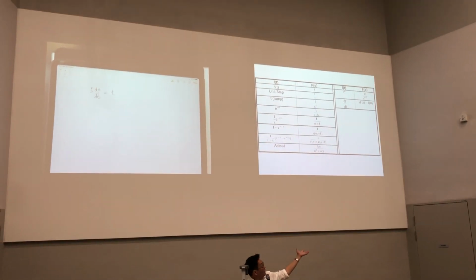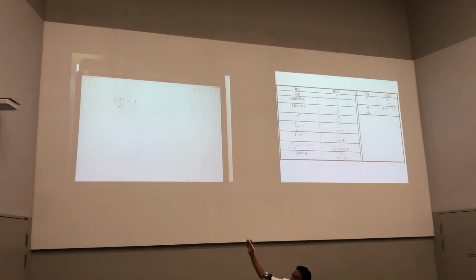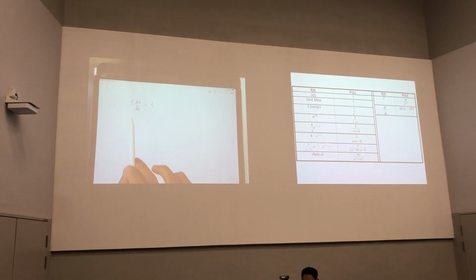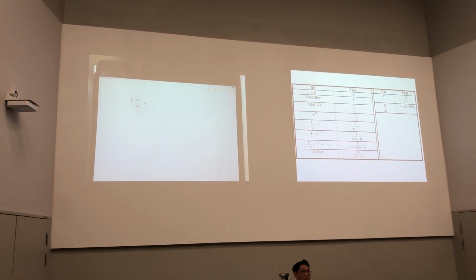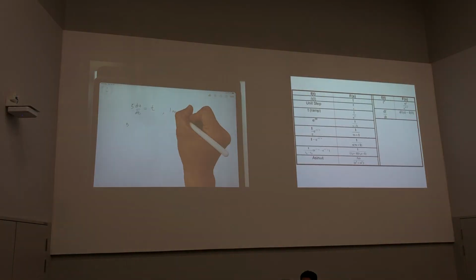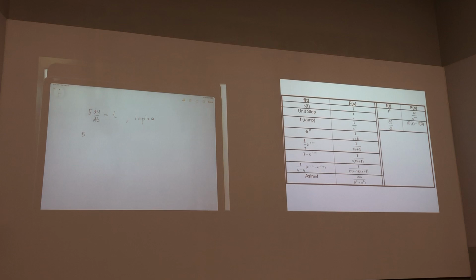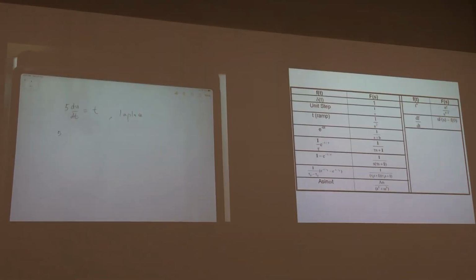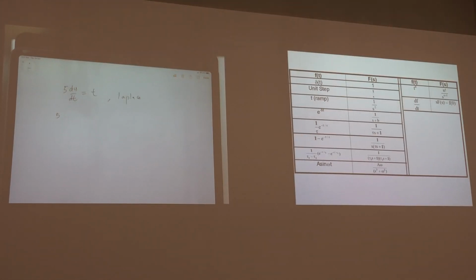So on this side, you just refer to the table, and this side is our differential equation, 5 dy/dt equals t. Now I need to Laplace it, I need to transform it in order to solve it. If I don't transform it, how do I solve this one? Can I solve this by normal integration? How?